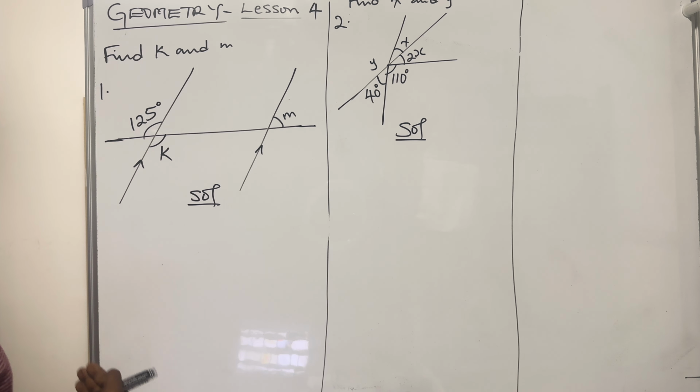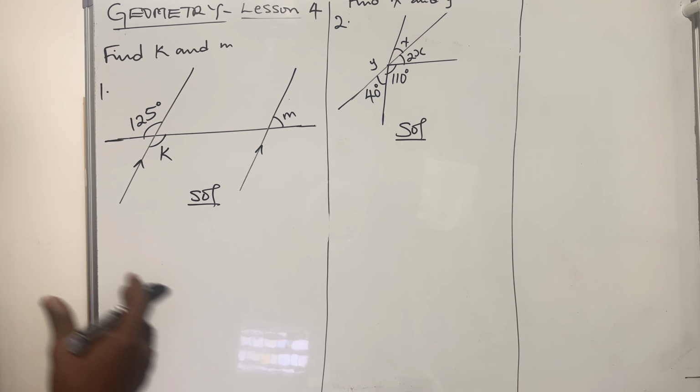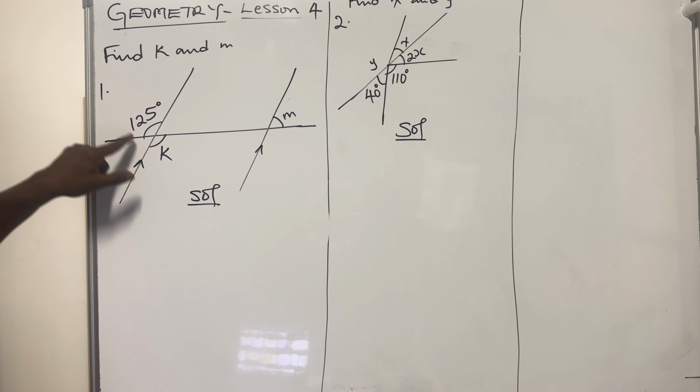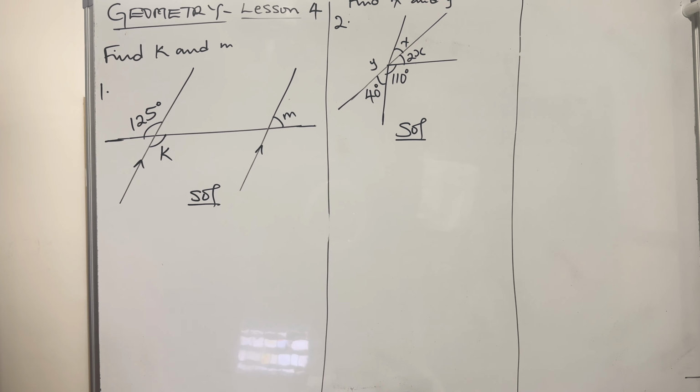When you want to find the values of certain angles in a diagram in geometry, try to understand the relationship between any two angles. Now the questions are: one, is there any theorem relating K and M? Is there any theorem relating K and 125? Is there any theorem relating 125 and M? These are the common questions. Once you can answer them, then you'll be able to solve the problem.